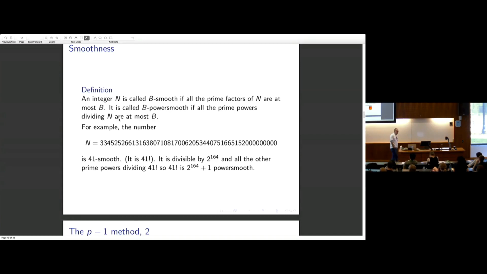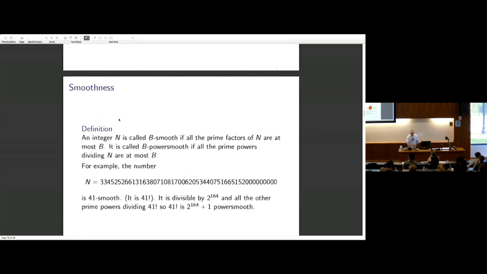And actually what we care about is not just that the numbers are smooth, meaning that they're a product of small primes, but that the powers aren't too large. So you basically want to say that the number has no prime divisor bigger than something, and none of the exponents are any worse than something else. And those are the kind of numbers that we're interested in. They're called power smooth.